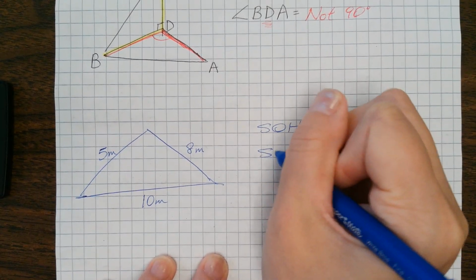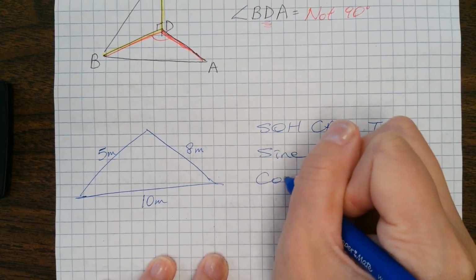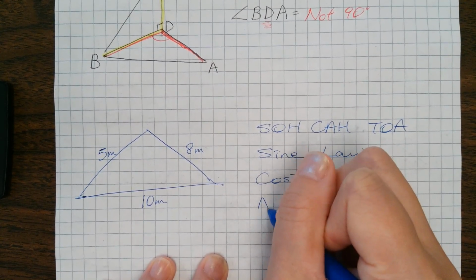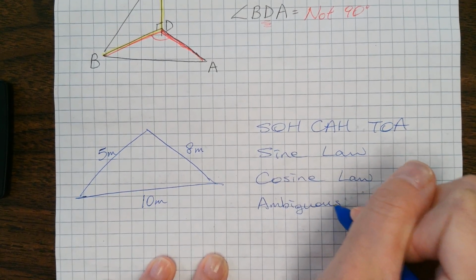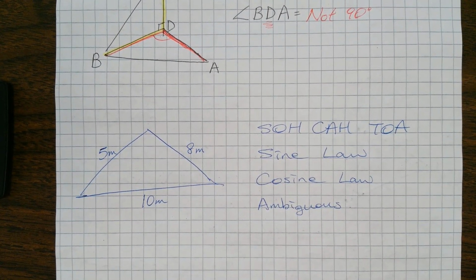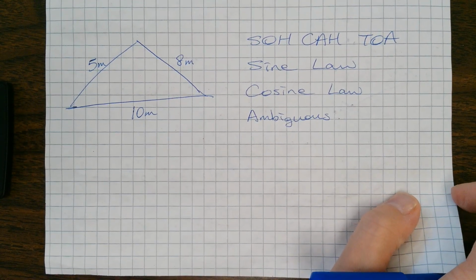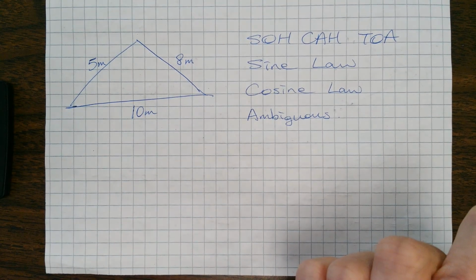okay, remember you have the 3 choices. Actually, let me write 4 choices. Ambiguous. Okay, so these are the 4 topics you need to know for tomorrow. So SOHCAHTOA, sine law, cosine law, ambiguous. So let's say, for example, you're given this triangle right here.